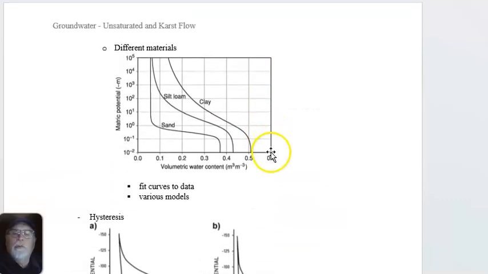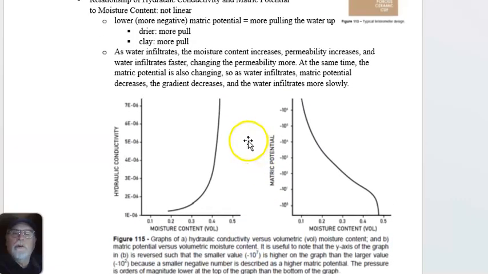On the next page here, I show some different materials. You see the clay, we have a 0.2. These are three different soils, at a volumetric water content of 0.2. A sand has like 10 to the minus 1 matric potential, negative. Loam is like 10 to the plus 1, and clay is 10 to the third or something like that. So it's more than 1,000 times higher in the clay than it is in the sand in that case. So it's a function of the material.